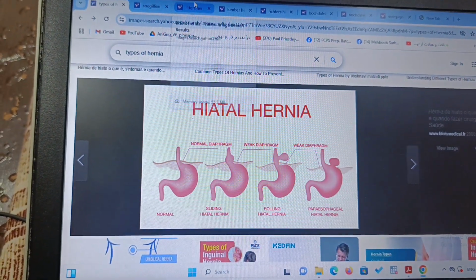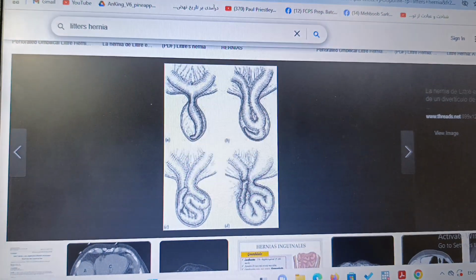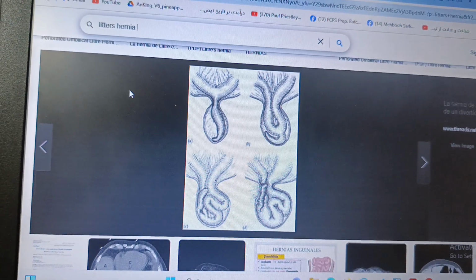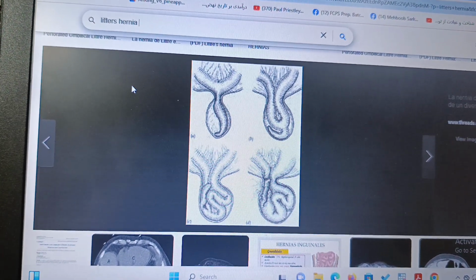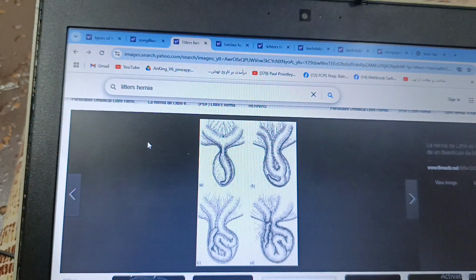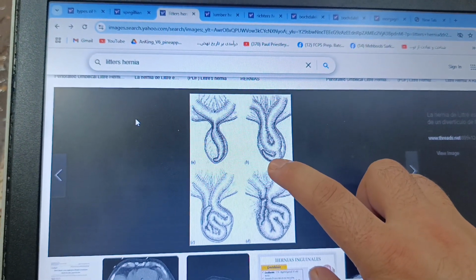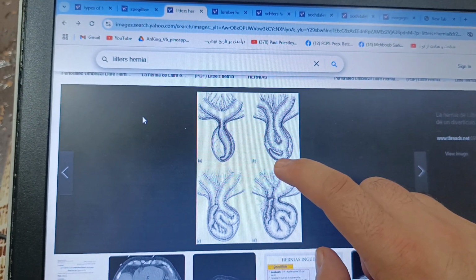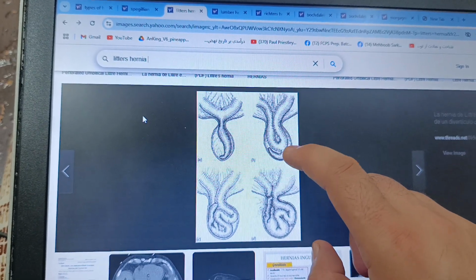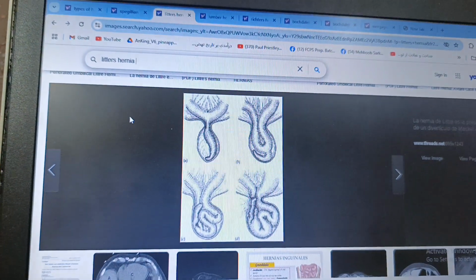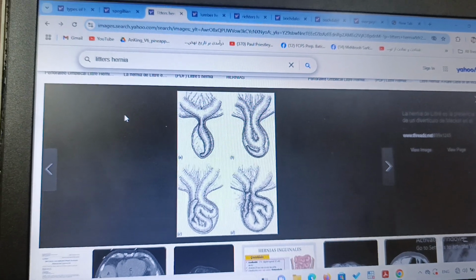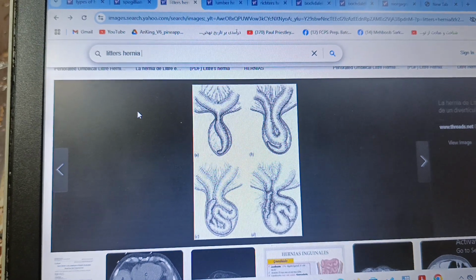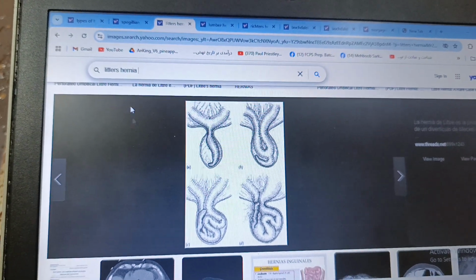Okay, another type of hernia is Littre's hernia. Whenever there is herniation of Meckel's diverticulum through the hernial sac, it is called Littre's hernia. Here we can see the Meckel diverticulum. It can be alone or along with the Meckel diverticulum there can be gut loops as well. For example, you're operating on a case of left-sided inguinal hernia. When you open the sac, you see the Meckel's diverticulum, that is Littre's hernia.